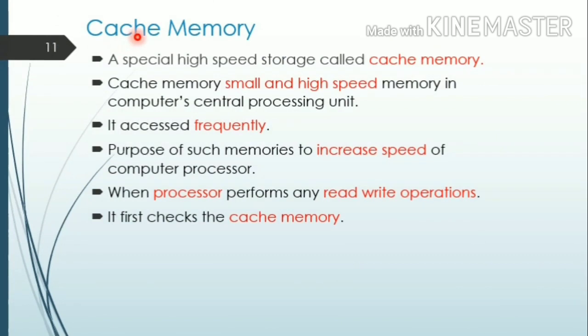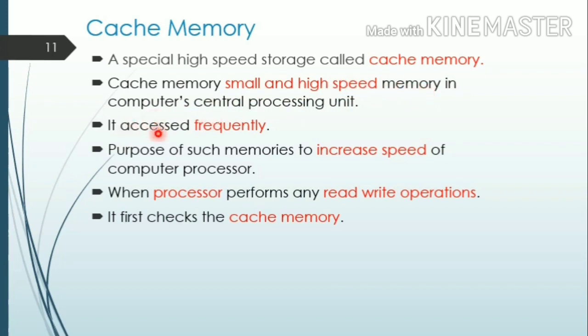Now cache memory, this is actually very important. What is the work of cache memory? Now, a special high speed storage is called cache memory. Just like whenever one person is talking to another, the sound signal going into the other person's ears, that also we can say is an example of cache memory. Cache memory is a small and high speed memory in the computer's central processing unit. It is very small and it has very high speed.